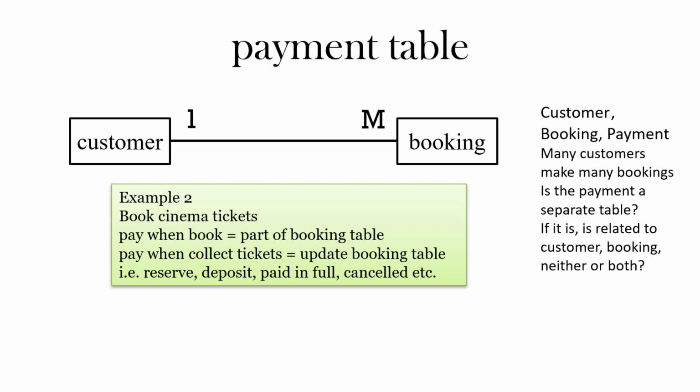Example 2, booking cinema tickets. Well, that could be the same, but you might actually pay at a different time. So you could update the booking table once you collect the tickets. So you could have a field with, like, reserve and deposit and paid in full and cancelled, etc. So that is part of the booking table, a bit different.